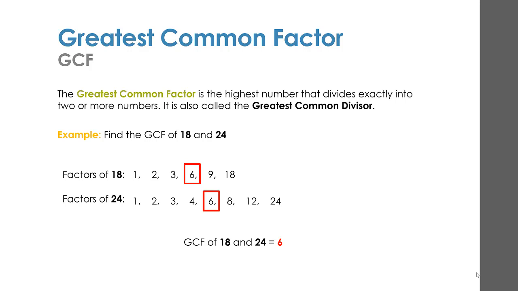Now, this process can be long when we have larger numbers or when we have to find the greatest common factor between more than two numbers. To do that, it's easier to use another method called prime factorization. Now we are going to see an example by that method.